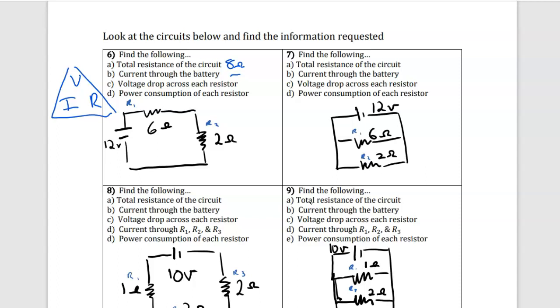And then the power consumption, just remember, power is equal to voltage times current, or if you really wanted to do it as a triangle, you could do it like that. Power is equal to voltage times current. So that is it. That's number 6.